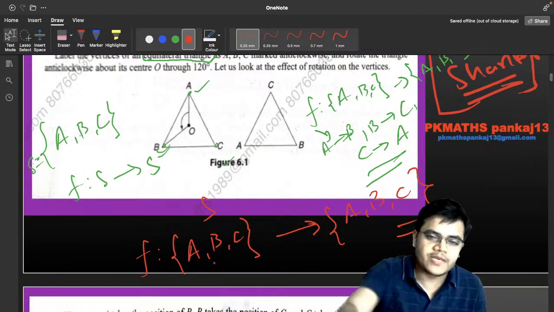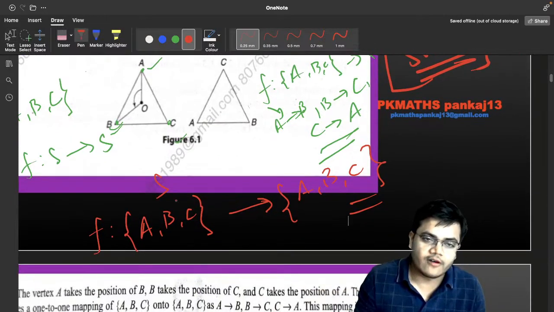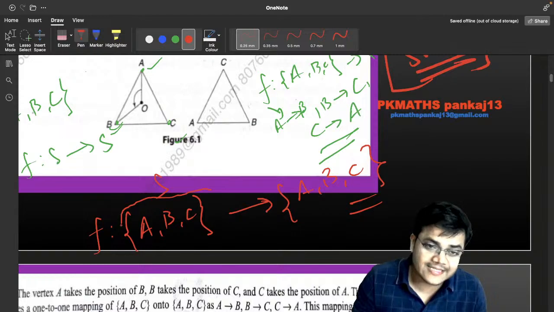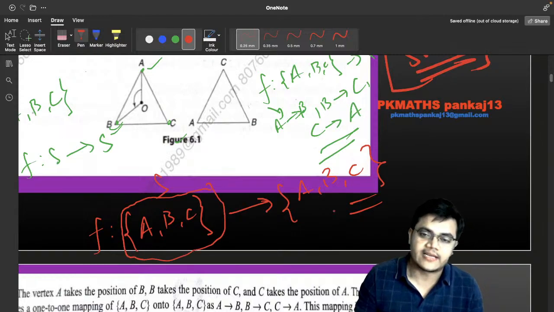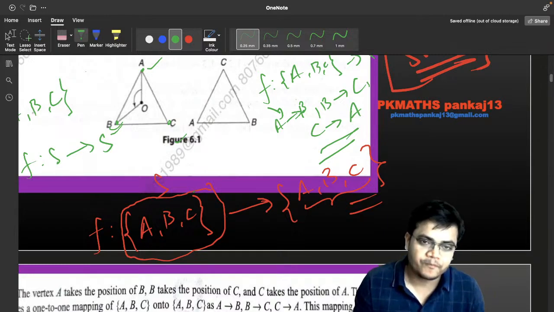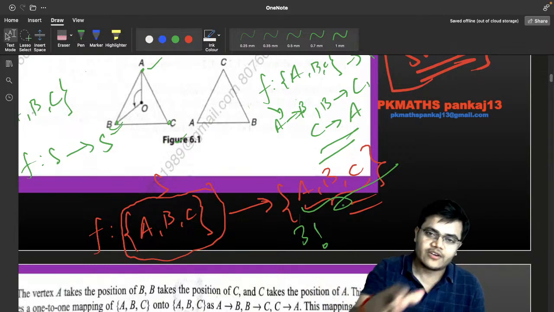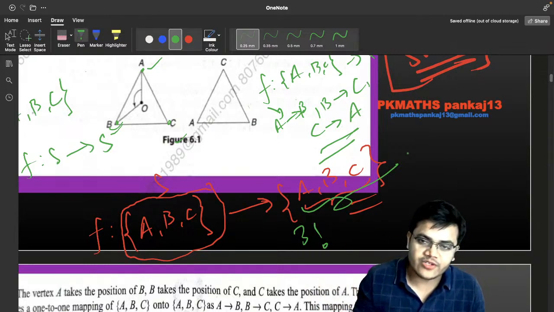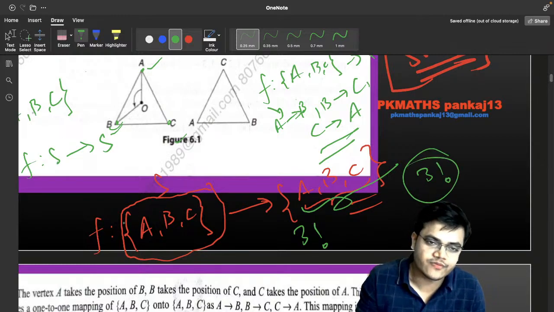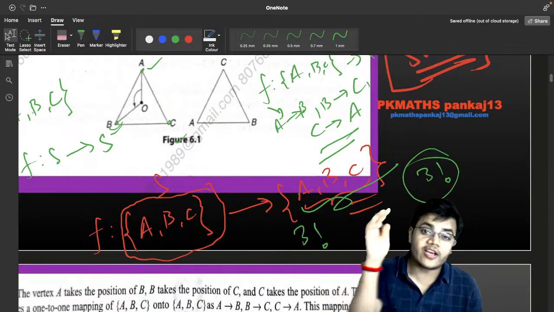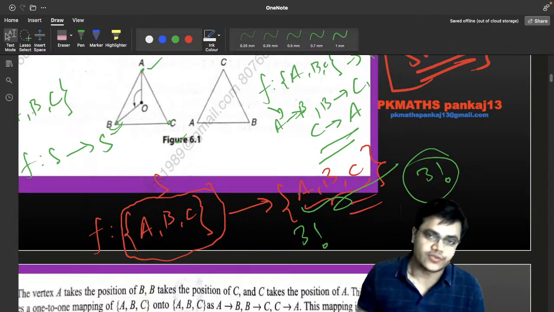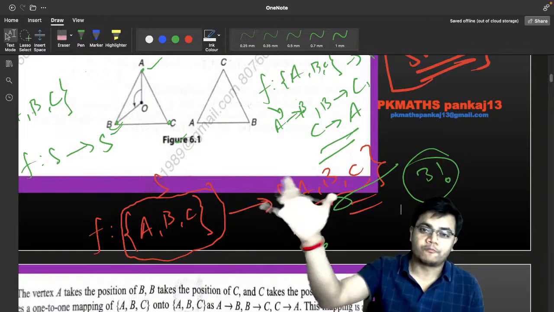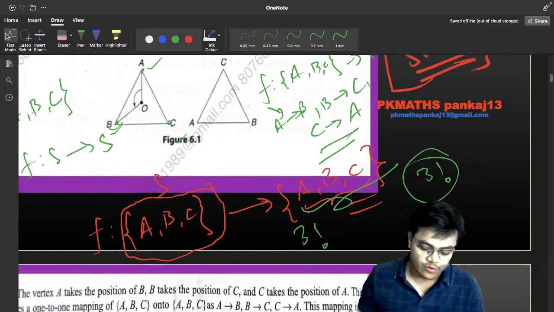Here you can see, being a function, each and every element of the set S has a unique image in S. So how many bijective mappings are there? Certainly you can say 3 factorial, because ABC can be rearranged in 3 factorial ways. So there will be 3 factorial bijective functions from S to S. The collection of all those functions is going to make a group, and that group is called the symmetric group.